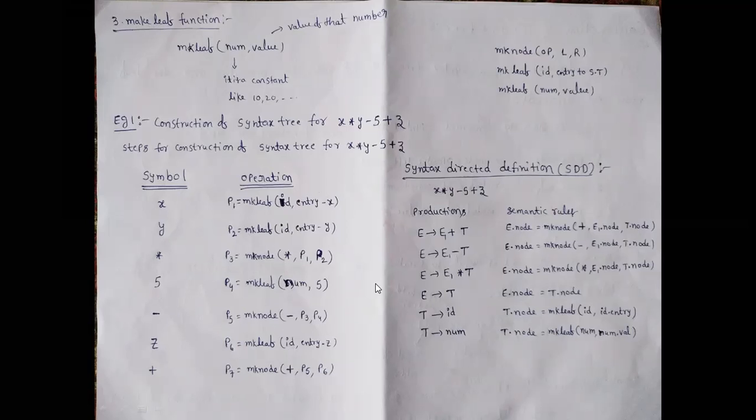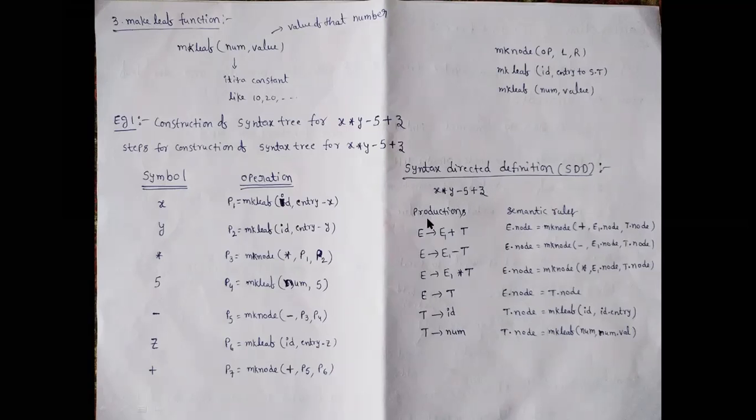So what is a syntax directed definition? We have productions as well as semantic rules, and that is called the syntax directed definition. The given expression is x star y minus 5 plus z. We have to write the productions here. In this expression we have 3 operators.